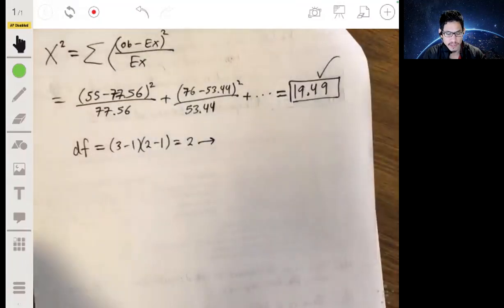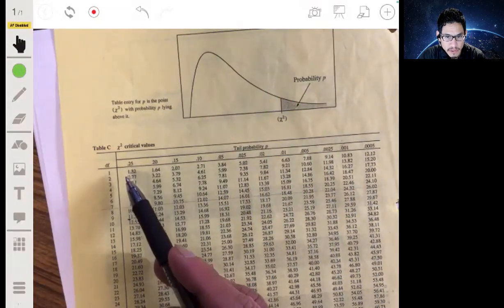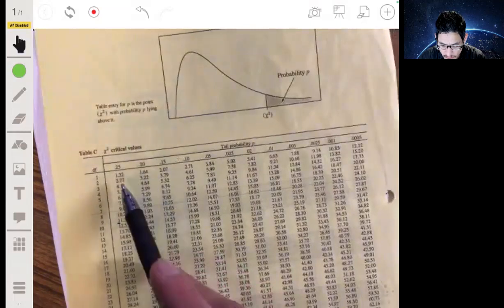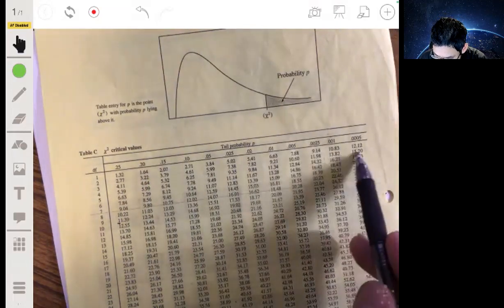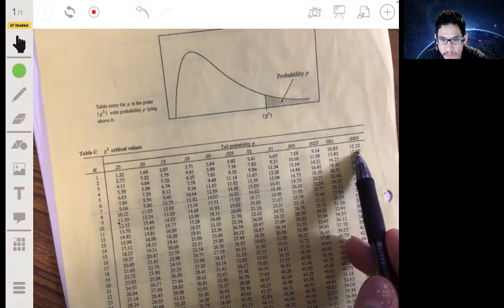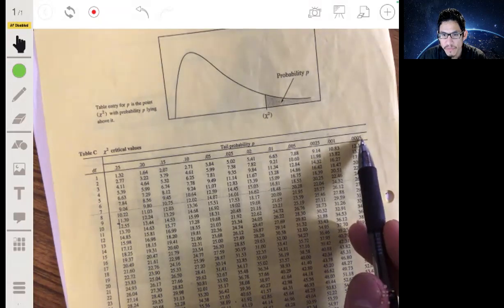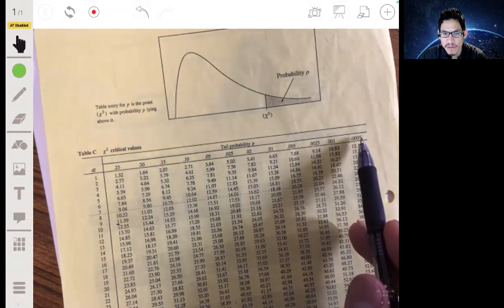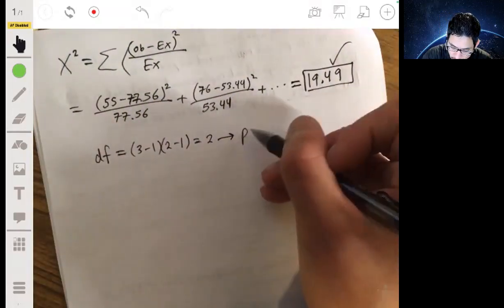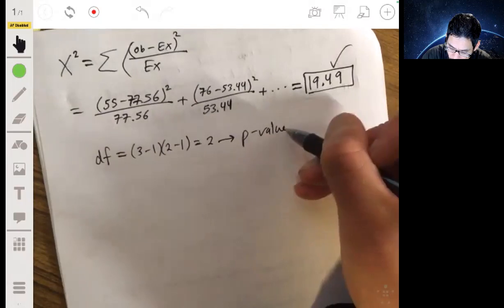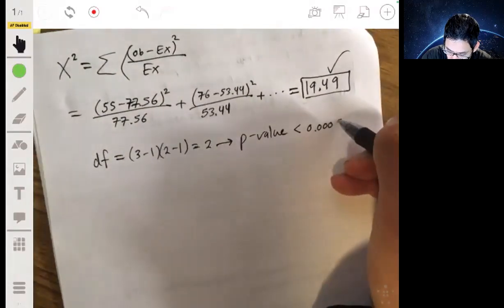And looking at table C, we go to degrees of freedom of 2, when we look to see where we have the closest to 19.5. And this is very extreme, so it's already past that. So the p-value is going to be maybe not far below this, but definitely below this. So we get a p-value of less than 0.0005.